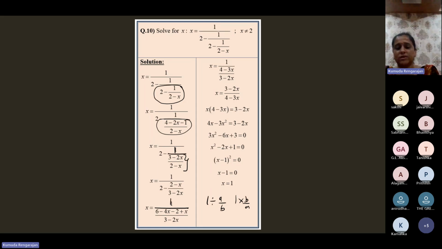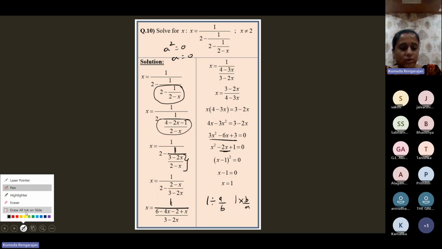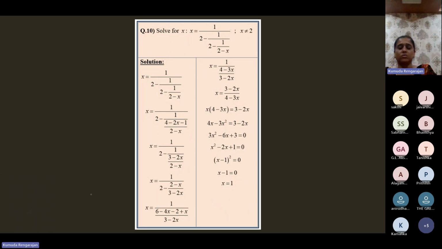Then you'll have to cross multiply. When you cross multiply, here 3 is common. You can divide by 3 throughout. Correct? Then you have this, and x square minus 2x plus 1 is nothing but (x - 1) the whole square. So (x - 1) the whole square is 0, which means x minus 1 is equal to 0. Like a square is 0, that means a is 0. So x minus 1 is 0, so x is equal to 1.